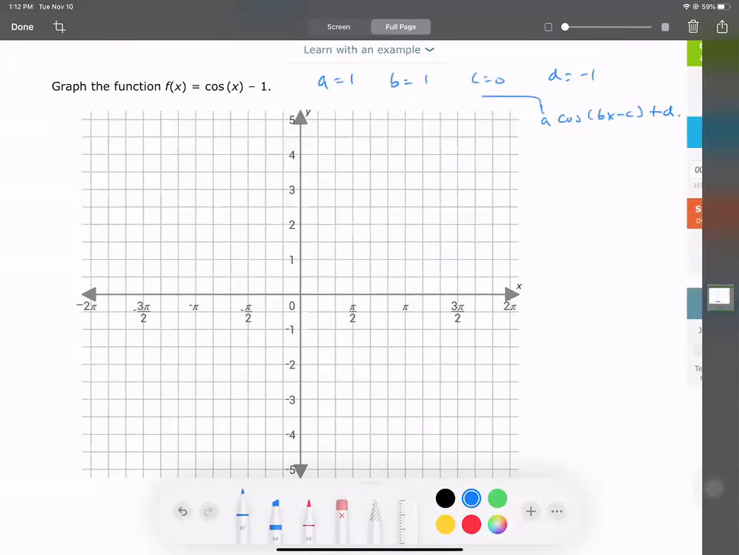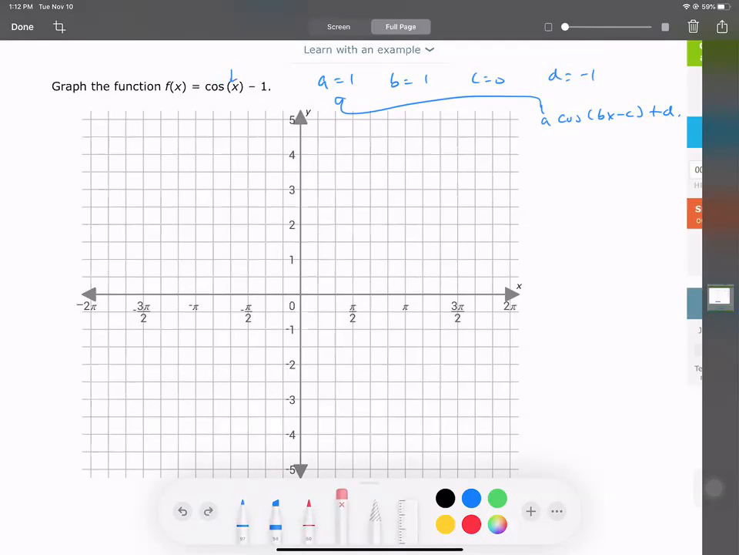A is in front, and if there's no number there, that's going to be an invisible 1. 1 times cosine is still cosine. The b is in front of the x, that's an invisible 1 again. No parentheses, no c. In this case, I write the cosine in parentheses, but that doesn't give me a c. And d value is -1.